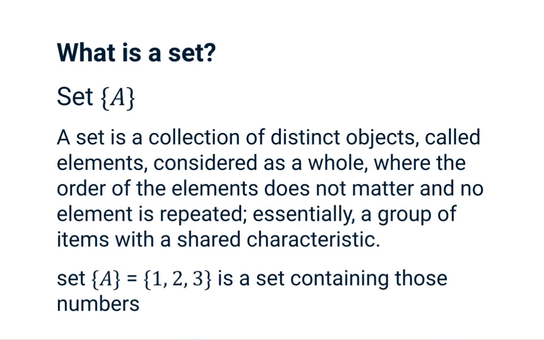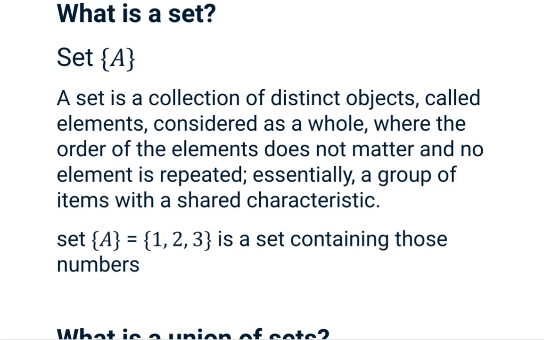Okay, the very first thing is so simple. What is a set? It's got these little squiggly brackets here. So this is set A, and it is a collection of things that does not repeat. So the set A is 1, 2, 3, as an example. That's a set. That's all there is to it.